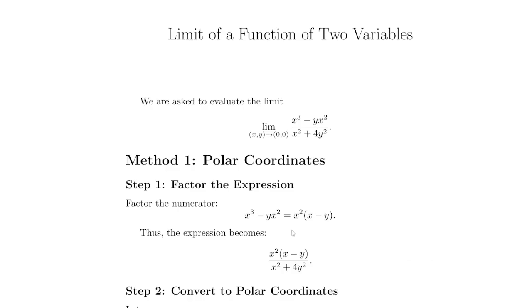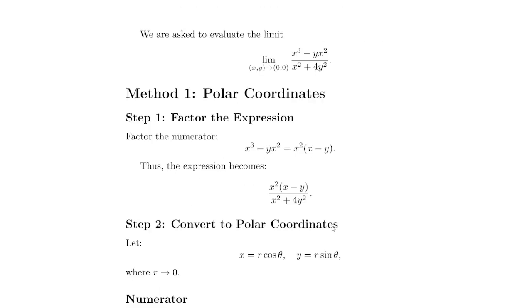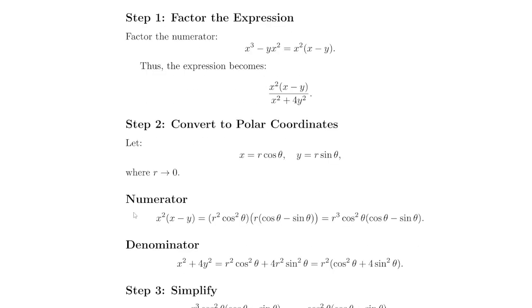But before we use polar coordinates, we can factor the numerator, factoring out an x squared to get x squared times the quantity (x minus y). And we're going to use x equals r cosine theta, y equals r sine theta. And so the limit as x and y approach (0, 0) means that r is going to approach 0, and technically it should be 0 from the right.